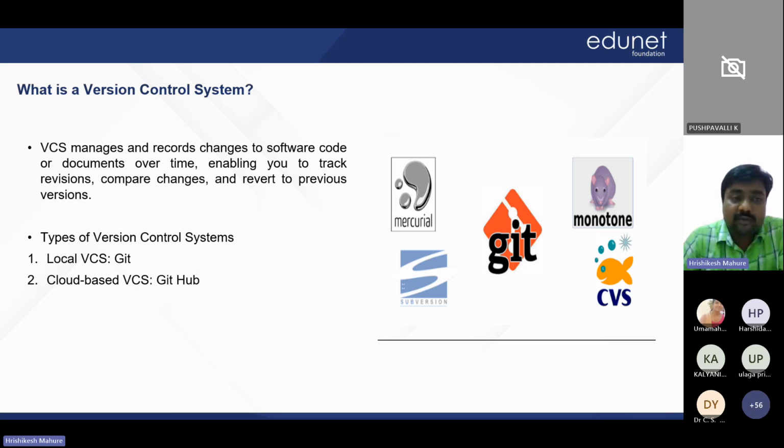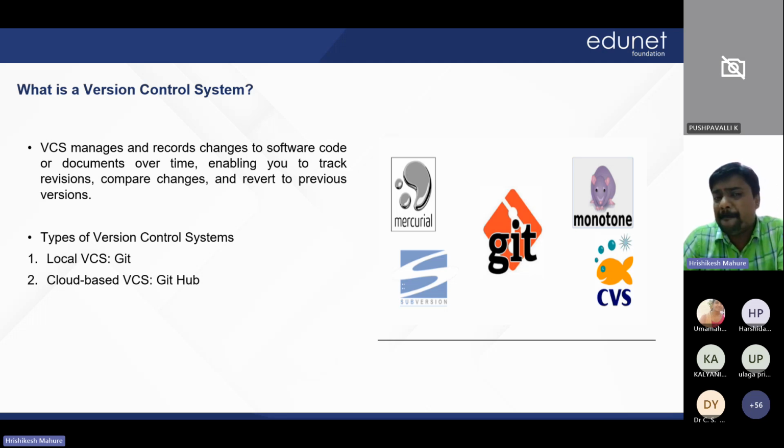So here, the first one: if you want to deploy our code on the cloud platform, we need a local VCS, and that is, for example, Git. And the second one, we need a cloud-based VCS, version control system, and that is GitHub. Now see the simple difference between Git and GitHub. Git is a local repository, and a cloud-based repository we call GitHub. And here I will give you some pictures.